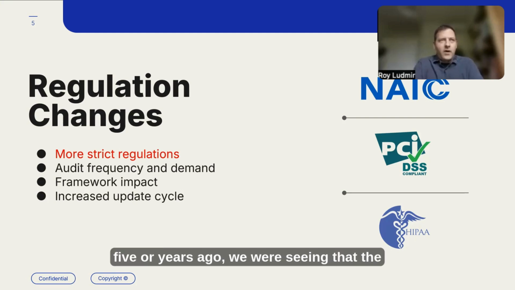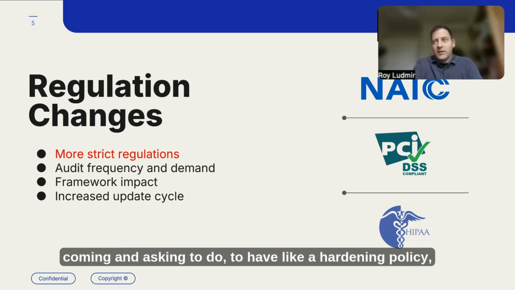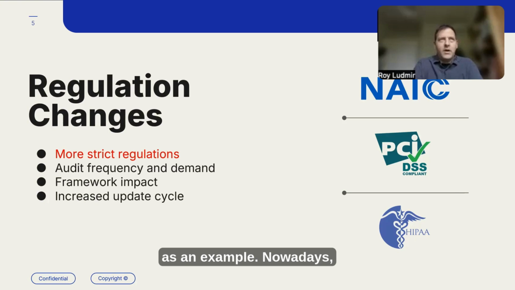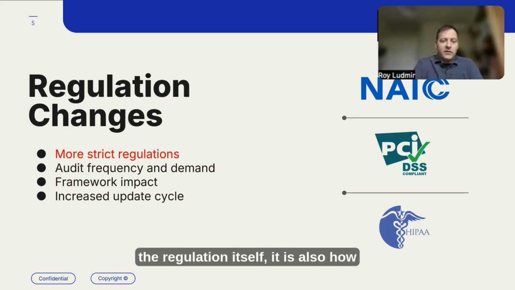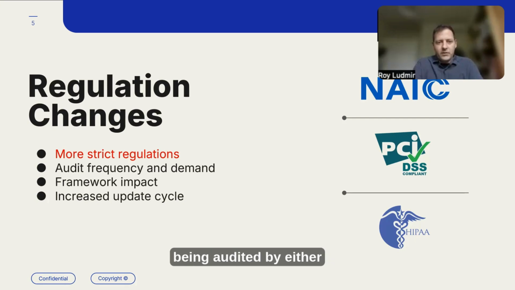At the end of the day, 5 years ago, we were seeing that the regulations or the frameworks were coming and asking to have a hardening policy, as an example. Nowadays, the requirement is to perform hardening according to a known best practice, for example, the CIS benchmarks. But it's not just the regulation itself, it is also how it is being audited. So we are seeing more and more organizations that are frequently being audited by either internal or external auditors.